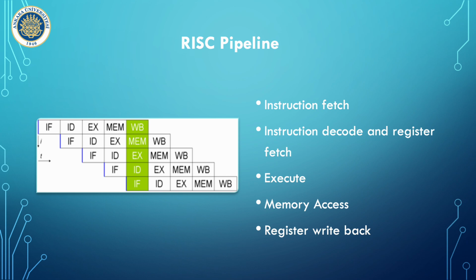And let's talk about RISC pipelines. Many RISC architectures use a standard 5-stage pipeline: instruction fetch, instruction decode, execute, memory access, and register write back. RISC instructions are usually simple and fixed length, which makes them easy to fetch and decode.